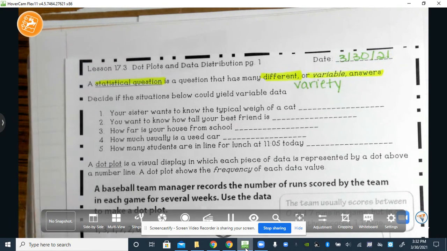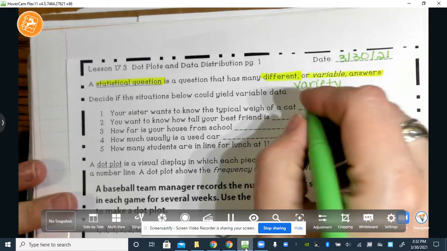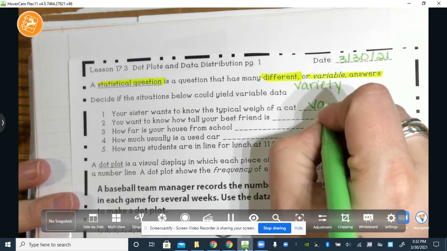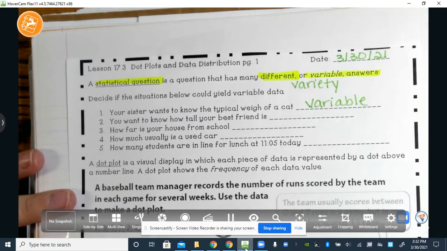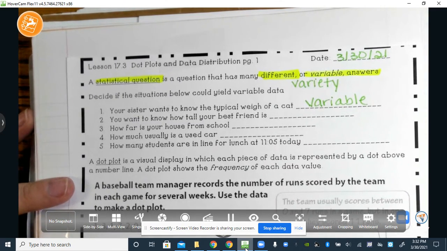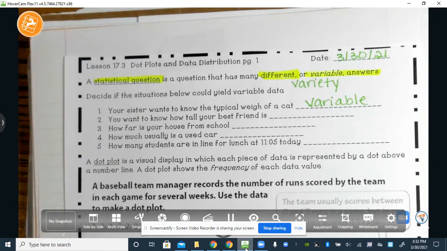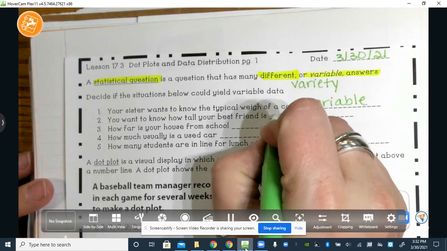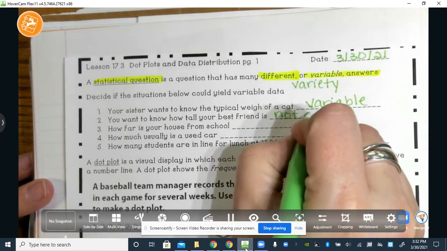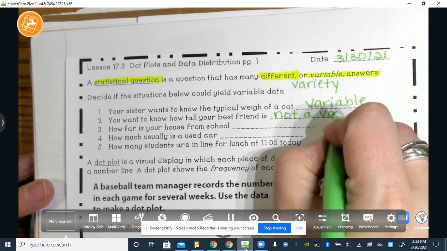So the typical weight of a cat you really can't get. There won't be one single answer. There would be a variety of answers. So this we would consider a variable. How tall is your best friend? If I went to my best friend Claire and said, hey, how tall are you? She's not going to give me several different answers. She's going to give me one single answer. So this is not a variable.